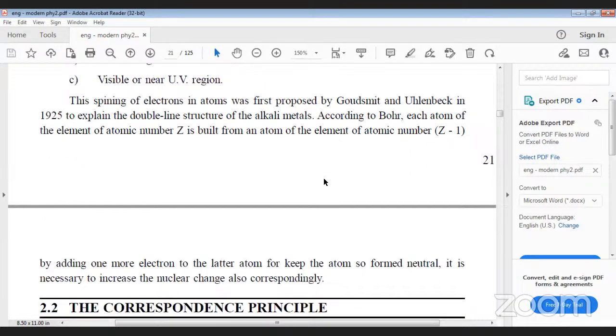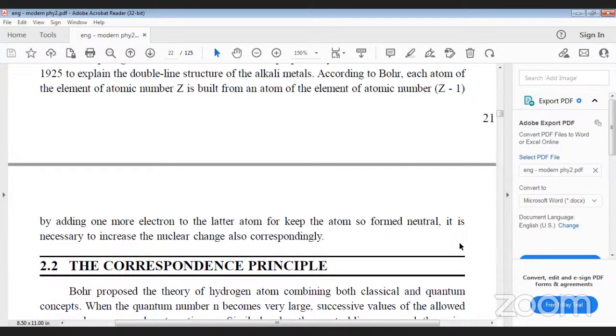So we know pretty well about the spinning of the electron, which was proposed by Goudsmit and Uhlenbeck. This is the greatest advantage in explaining the double line structure of the alkali metals. Also, according to Bohr, each atom of an element with atomic number Z can be built from an atom of atomic number Z minus 1 by adding one or more electrons to the lighter atom.